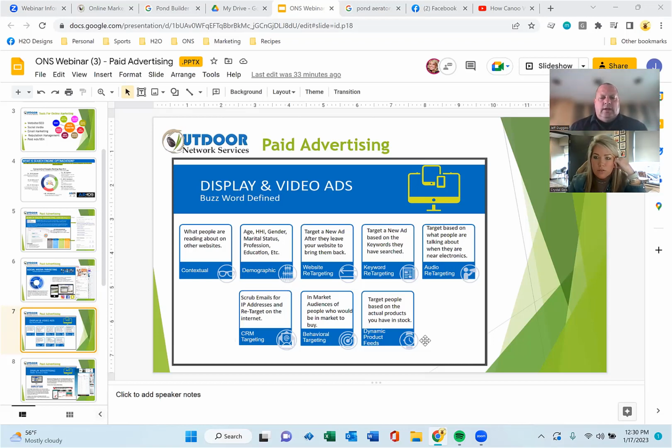Yeah, I think for this industry, especially in the water feature and outdoor living world, doing that audio retargeting and keyword retargeting, targeting things about when people are searching for those particular products or talking about those products, really works well for those specific markets. But for example, for water features, only 10% of the world even knows what a water feature is, much less wants one. So you're trying to target.